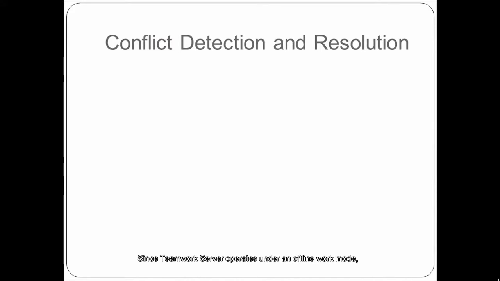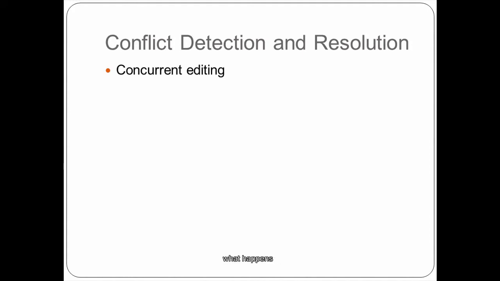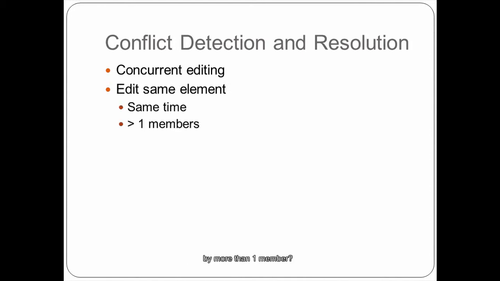Since Teamwork Server operates under an offline work mode, members can check out and edit the same project concurrently. With this flexibility, what happens when the same element gets edited at the same time by more than one member? For example, one member changes it to next month and another changes it to next 2 months. When they commit change, the server will detect a conflict because there are two persons making changes to the same element at the same time.